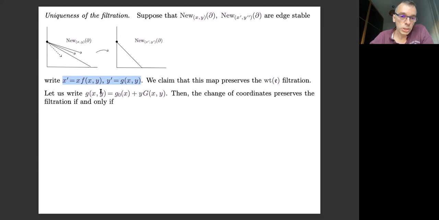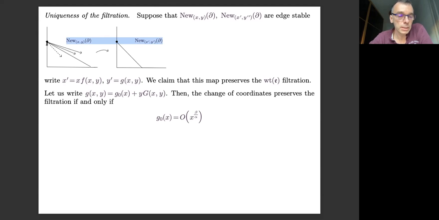But first of all, how do you characterize the fact that this change of coordinates preserves the filtration? It's very simple. You just expand G as G0 of x times y, some capital G of x and y. And then to say that this change of coordinates preserves the filtration amounts just to say that G0 should be of order x to the power b over alpha, right?